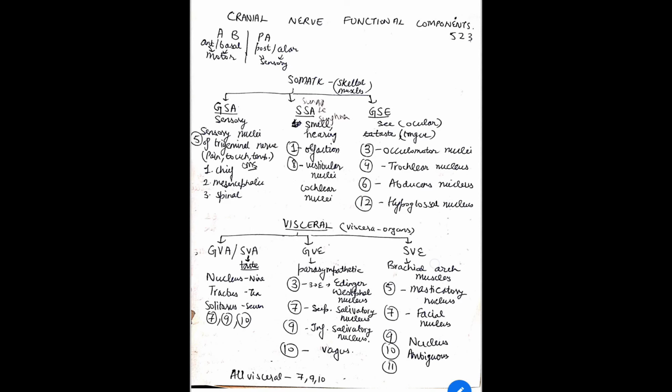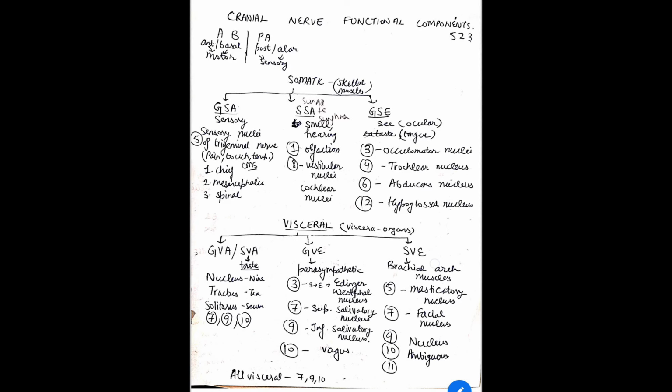Now we study the somatic and the visceral components of the cranial nerve. Somatic means supplying the skeletal muscles. We have general somatic afferent, special somatic afferent, and general somatic efferent. In the special somatic there is no efferent. So, general somatic afferent, GSA, is sensory and contains the sensory nuclei of the trigeminal nerve, that is the chief nucleus, mesencephalic nucleus, and spinal nucleus, CMS.